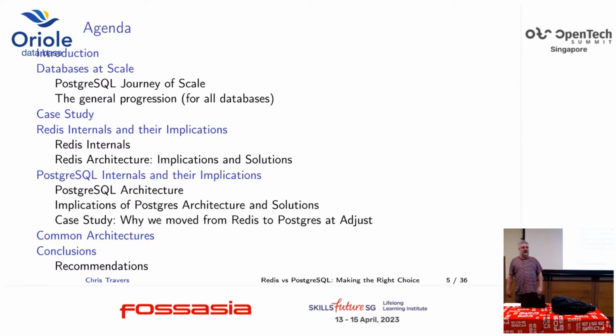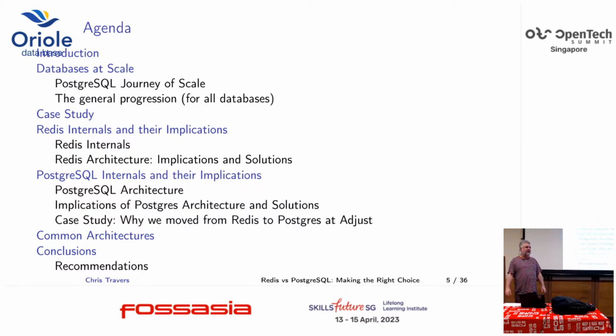So for our agenda today, we're going to talk a lot about databases at scale. Then we'll have a quick tour through both Redis and Postgres in terms of their basic architecture. And we'll talk about how these are affected by volume and velocity of data, okay? Because both of those can impact scalability in both cases. And so we'll look at those carefully.